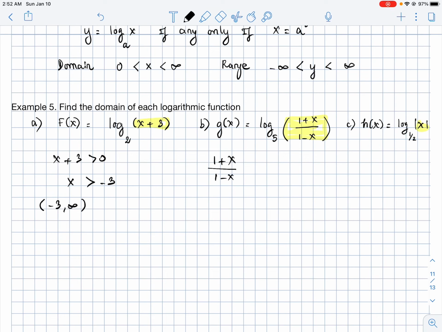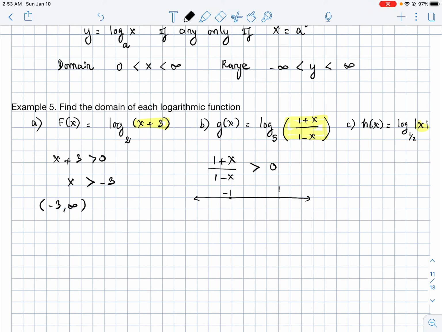Next, (1 plus x) over (1 minus x) greater than 0. You notice that (1 plus x) over (1 minus x) is a rational expression. So we will draw the number line and find the key points, key solutions. The 0 on the top is negative 1. The 0 in the bottom is 1. This is like the x-intercept and the vertical asymptote, if you recall from the section we learned before.